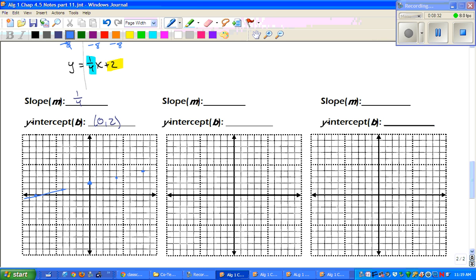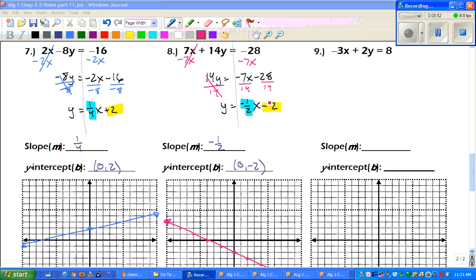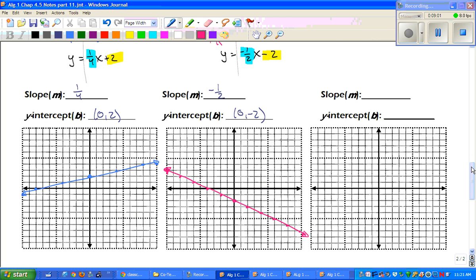All right. And every time you do this, it should be making a straight line. Okay? All right. This one is all up to you guys. Pause the video and let's see how you do. All right, so when you solve it, you should get y equals -1/2 x minus 2. Your slope is -1/2. Your y-intercept is 0, -2. And there's your graph. Okay?